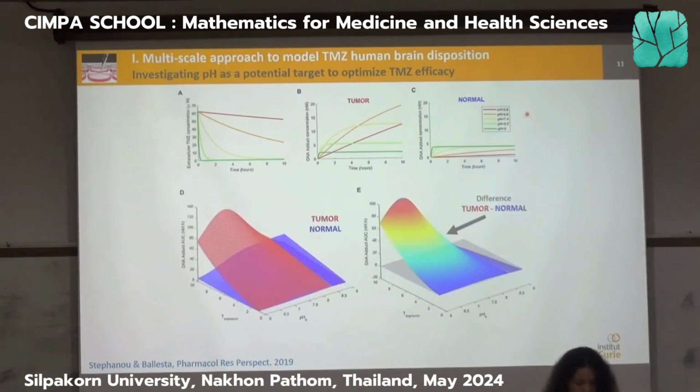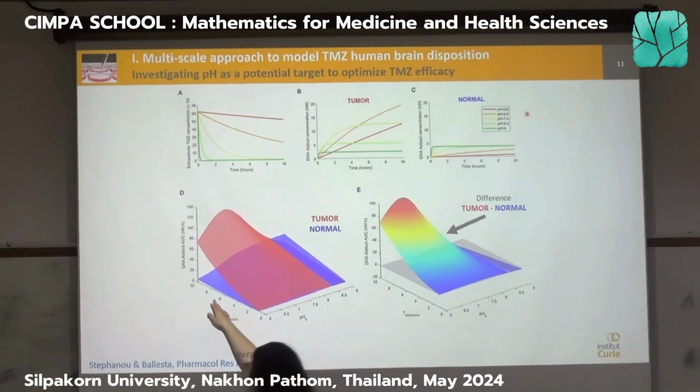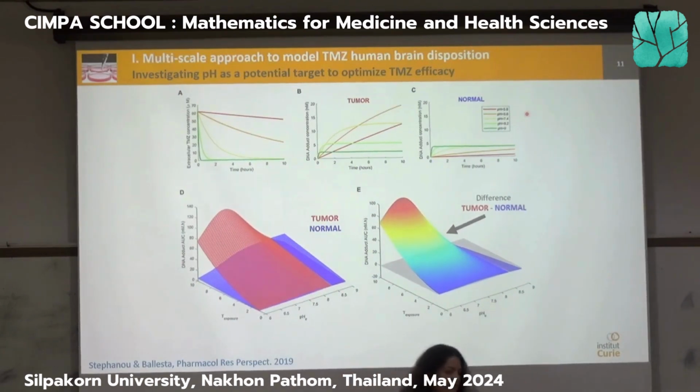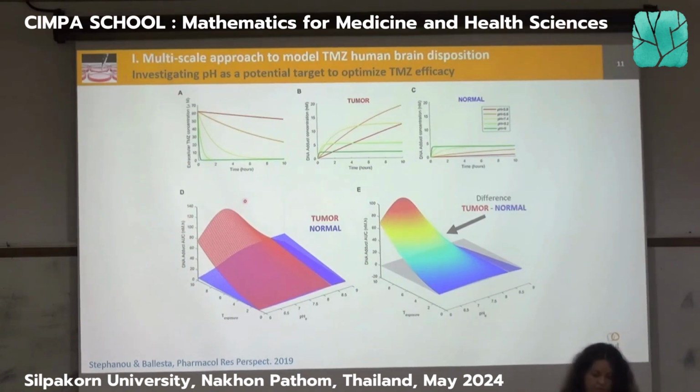And if you look at that in terms of surface, where you have the extracellular pH here, I have just put the physiological range from 6 to 9. And here you have the exposure, the time exposure of temozolomide. And on the z-axis, you have the DNA adduct amount, so DNA damage. What you can see is that overall, the tumor will have more DNA damage as compared to the healthy cells.